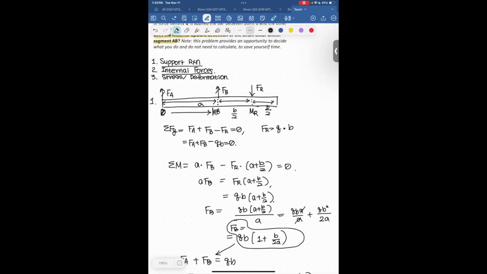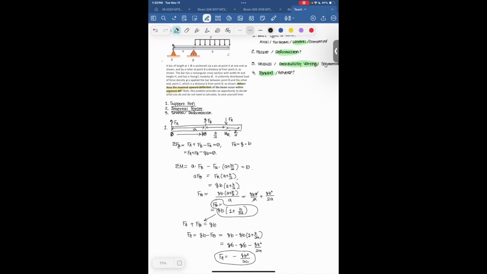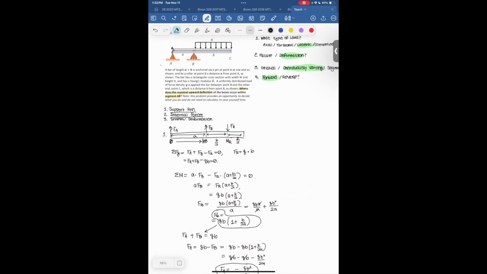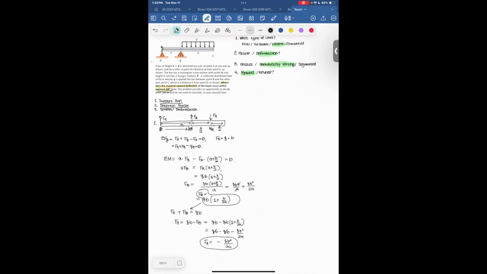That's the second step. So you might be asking me, then where should we cut it? Like which type of internal force do we need to look at? The thing is, we don't have to cut anywhere here or make any segments, because the question is asking only at the maximum upward deflection at segment AB. So we're only thinking about AB. We don't have to think about BC.